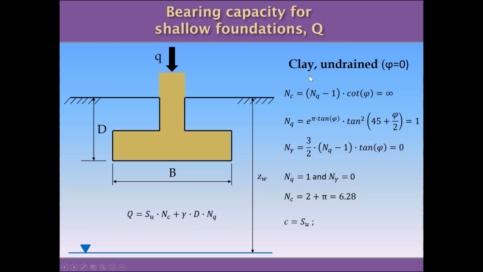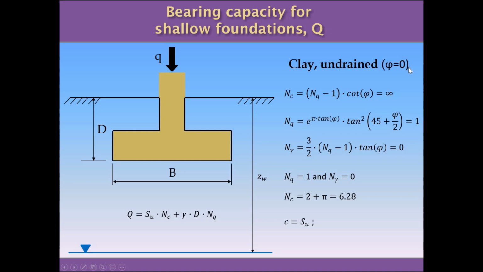The other case we can have is the case where we have clay and undrained. In this situation, we have only clay because evidently if the situation is undrained, this means that there is not any sand present. And because there is not any sand present, we are going to lose the terms related with the angle of internal friction, because the angle of internal friction is going to be equal to 0.